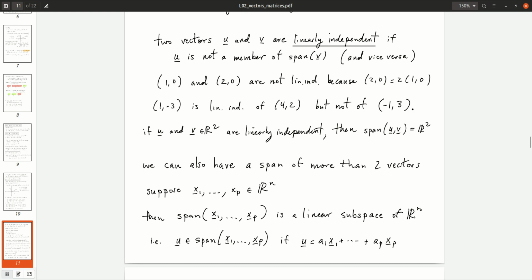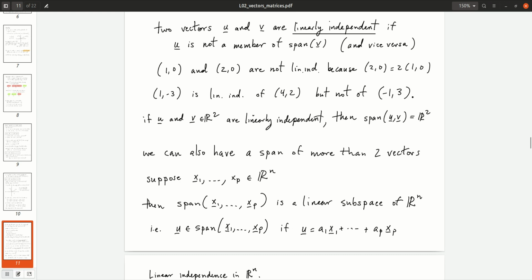So two vectors u and v are linearly independent if u is not a member of the span of v and vice versa. So let's look at the two examples we've talked about. (1, 0) and (2, 0) are not linearly independent because we can write (2, 0) as a multiple of (1, 0). It's 2 times (1, 0). So these two vectors are not linearly independent because v is in the span of u and vice versa, u is in the span of v. So this one is 1/2 times (2, 0).